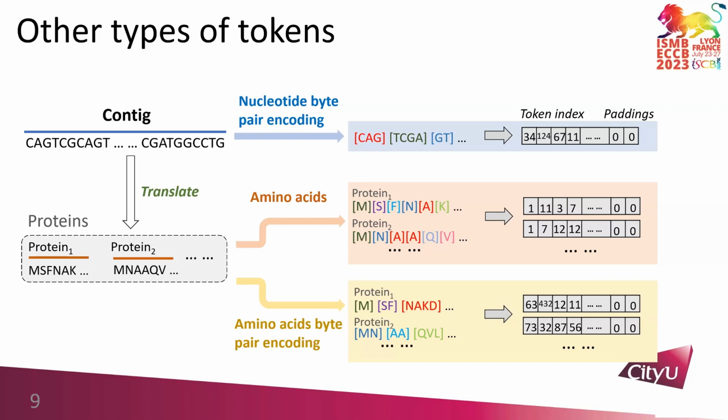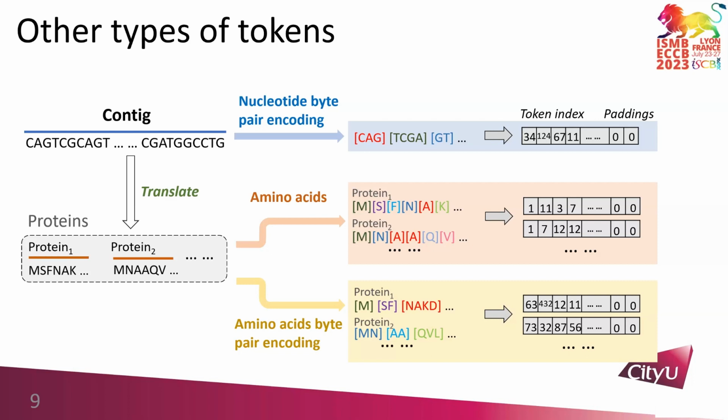Besides using the protein cluster as tokens, we can also use the nucleotide or amino acid as tokens. For example, after we obtain the contig, we can use nucleotide byte pair encoding to encode this contig into sentences. Nucleotide byte pair encoding calculates the high-frequency combinations of nucleotides. So we can use these k-mers with different lengths as tokens to encode the contig into a feature vector.